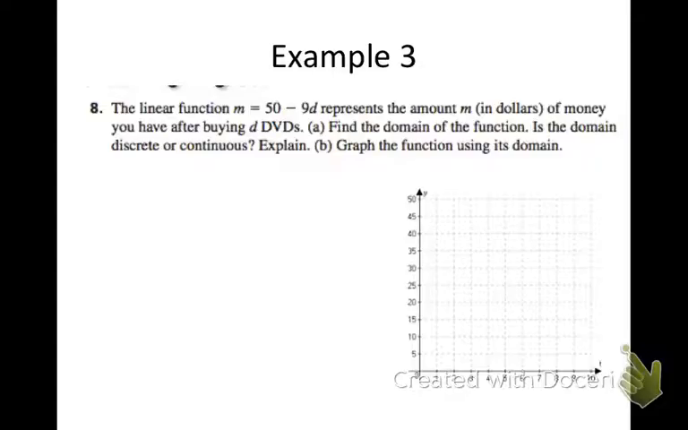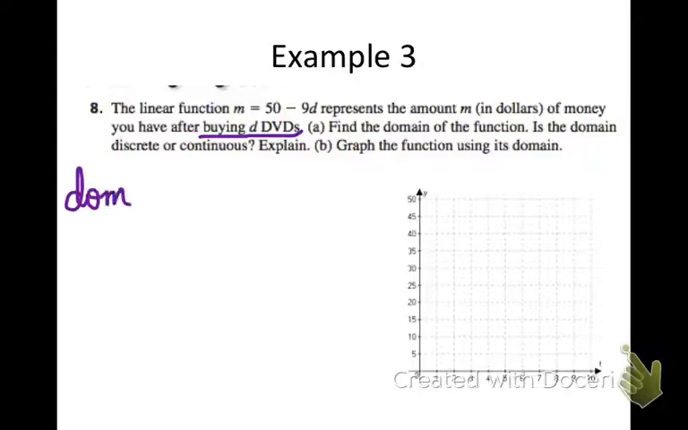So for example 3, you have a linear function m equals 50 minus 9d, and it represents the amount m in dollars of money you have after buying d DVDs. In A, the question is, find the domain of the function. Is the domain discrete or continuous? Well, let's think about what this means. The domain of the function would have to deal with the independent variable, d, the number of DVDs. So you can't buy a fractional DVD, right? So the DVDs have to be whole numbers and at least 0.